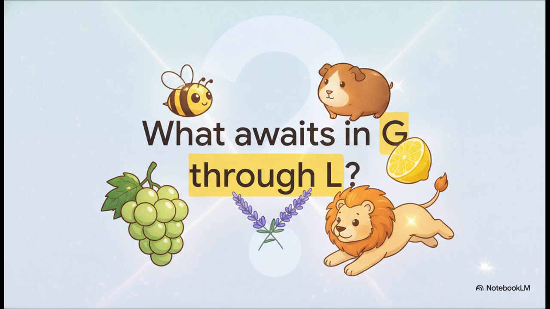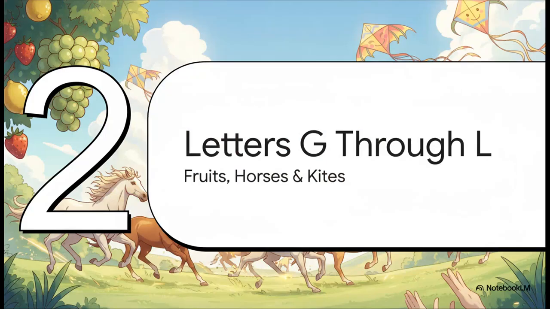So, we've successfully navigated the very beginning of the alphabet and reached the letter F, covering everything from red apples to splashing fish. But the journey is just getting started. What sweet fruits and incredibly fast animals are waiting for us in our next group, G through L? That brings us right into Section 2, letters G through L: fruits, fast horses, and flying kites.